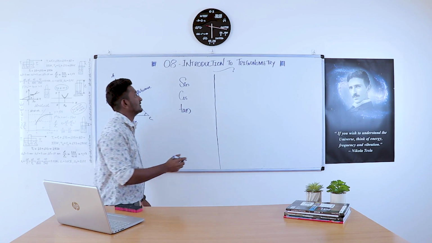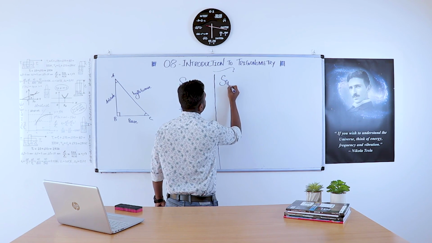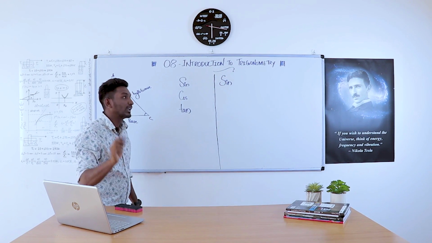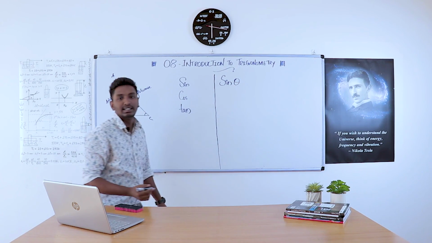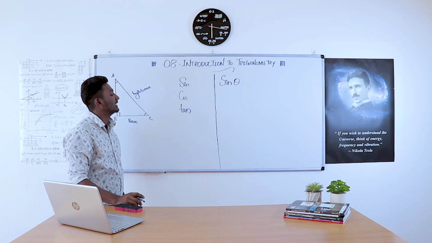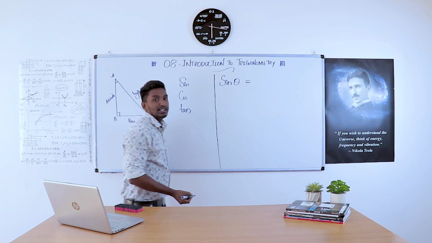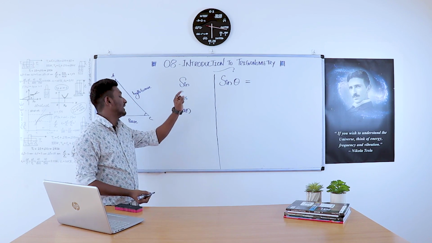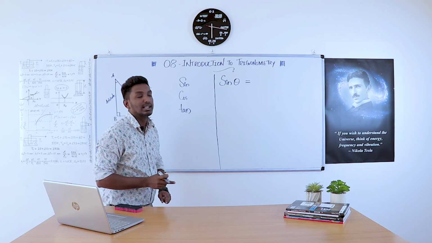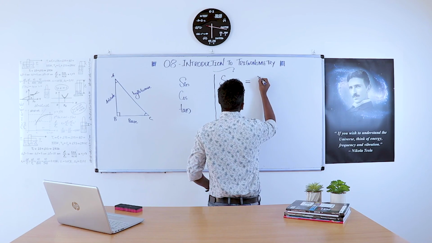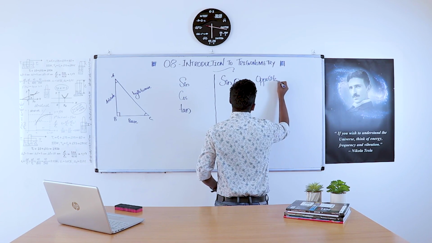So the first basic thing: how to find the sine function for any angle. In general, I am taking the angle as theta. So I represent sine theta. The general equation for finding the sine value of any angle is sine theta equals opposite side by hypotenuse.